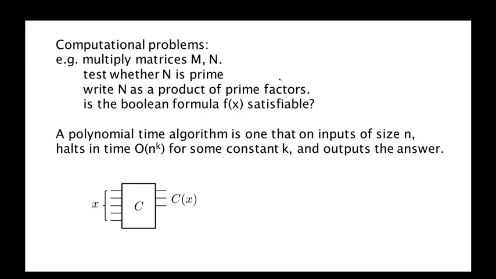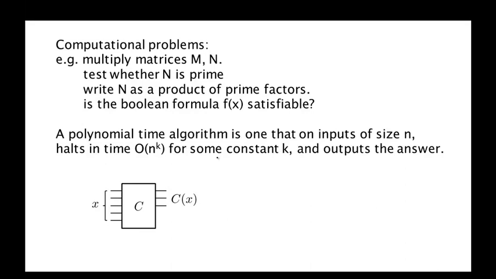Okay, now we say that a given computational problem is solvable in polynomial time if there's an algorithm which on inputs of size n halts in time order n to the k for some constant k, meaning it halts in time bounded by some polynomial in n, and it outputs the correct answer.